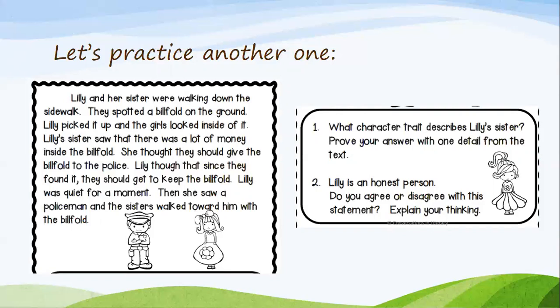So if you look over to the right, there's some things I want you to think about. Number 1, what character trait describes Lily's sister? Think about maybe a word or two that describes her. And then number 2, Lily is an honest person. Do you agree or disagree with this statement? And explain your thinking. So I'm going to give you a minute just to think about that before we go to the next page.